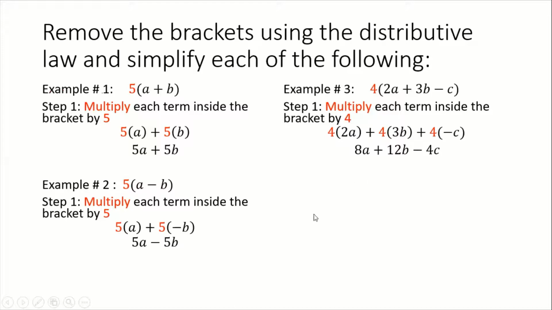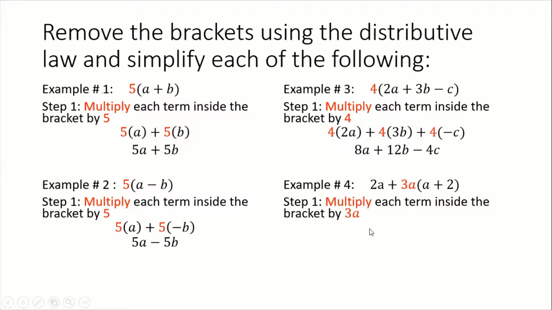Let's look at a fourth example. We're now given 2a plus 3a times (a plus 2). How do you go about solving this? The same idea. We're going to apply the distributive law to remove the bracket. So note that what is on the outside of this bracket is 3a. So we're going to multiply each term inside of the bracket by 3a.